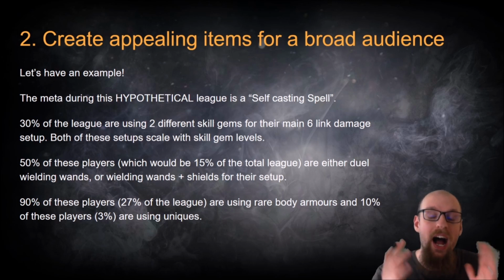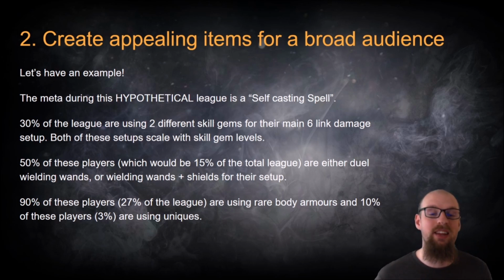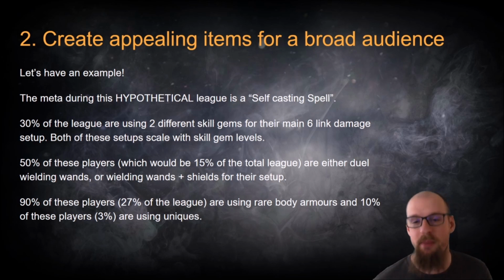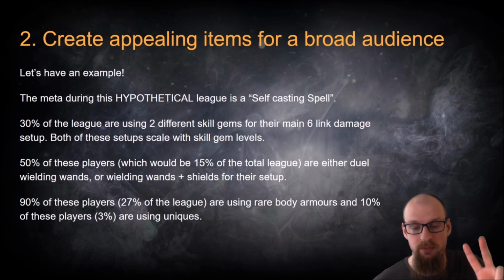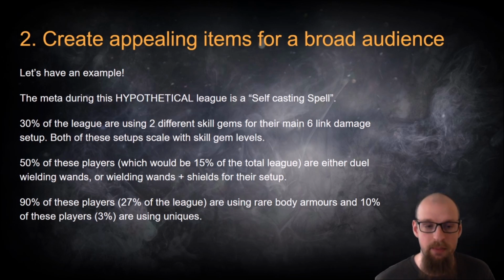So this is a hypothetical league, and we're going to say that the meta during this example is a self-casting spell league. Pretend for a moment that self-casting spells are the dominant meta in this particular hypothetical league. 30% of the league are using 2 different skill gems for their main 6-link damage setup. Both of these setups scale well with skill gem levels.